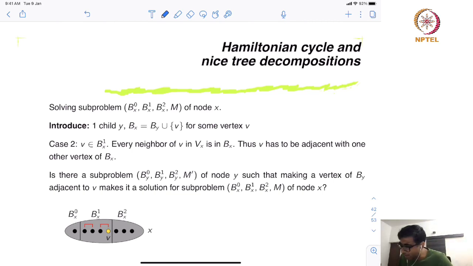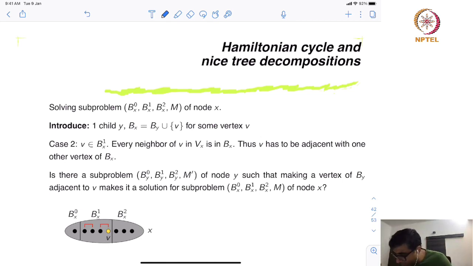So, let us ask, is there a subproblem by0, by1, b2y, m prime of node y, so that making a vertex of By adjacent to V makes it a solution for a subproblem bx0, bx1, b2x, m of node x? You just ask yourself. Then for different choices, this will correspond to, look, this is degree 1. So the only possibility is that its other neighbor could just be an edge here, that is also fine. But you are making a pattern here.